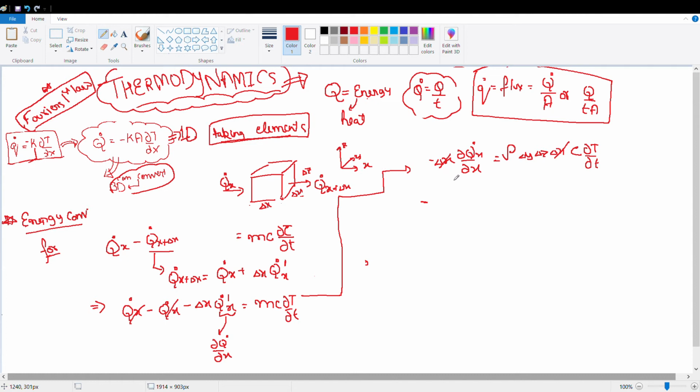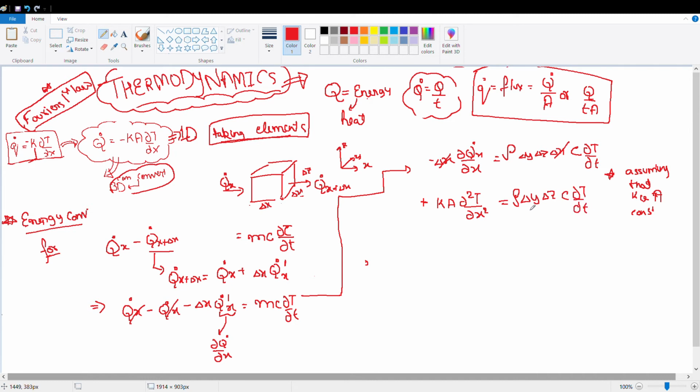So we can substitute that, assuming that k and A are constant. That is very important. Sorry, I said T by mistake, k and A are constant. We can take them out. We'll get minus and minus, which gives plus, plus k A will be left out with del 2T by del x2 equals rho delta y delta z c del T by del t.